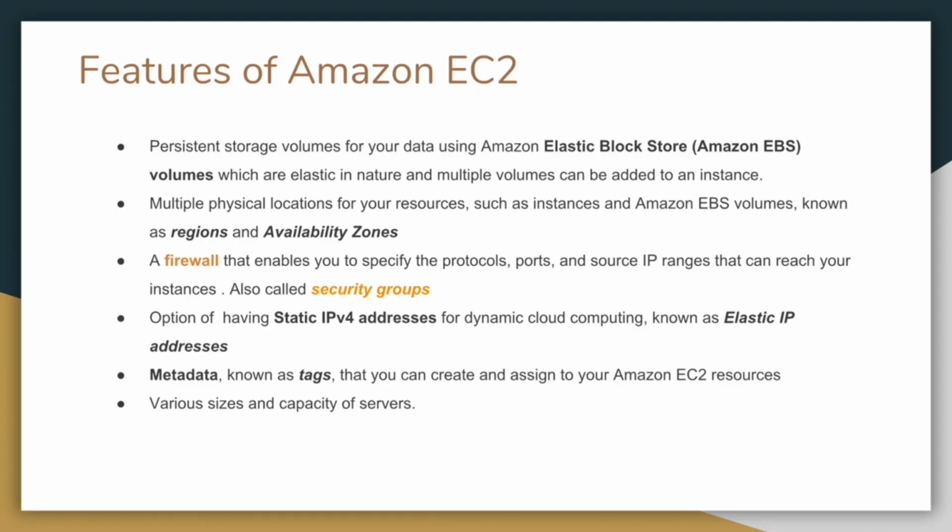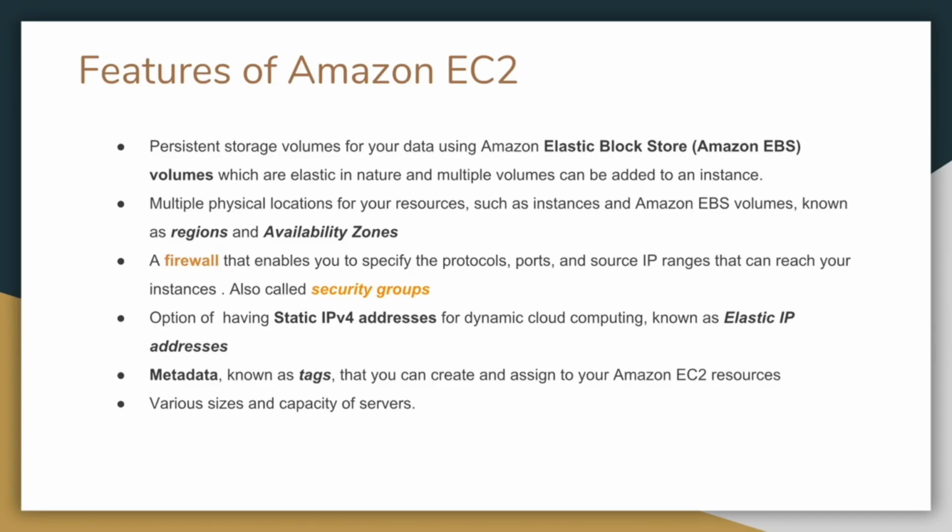These are Amazon's global infrastructure, right? You can place your EC2 instances in Sydney, in the US, in Brazil, and so on and so on. So you have this option to place your EC2 in multiple physical locations. You also have this feature of security groups, which are firewalls that control traffic to your instances.